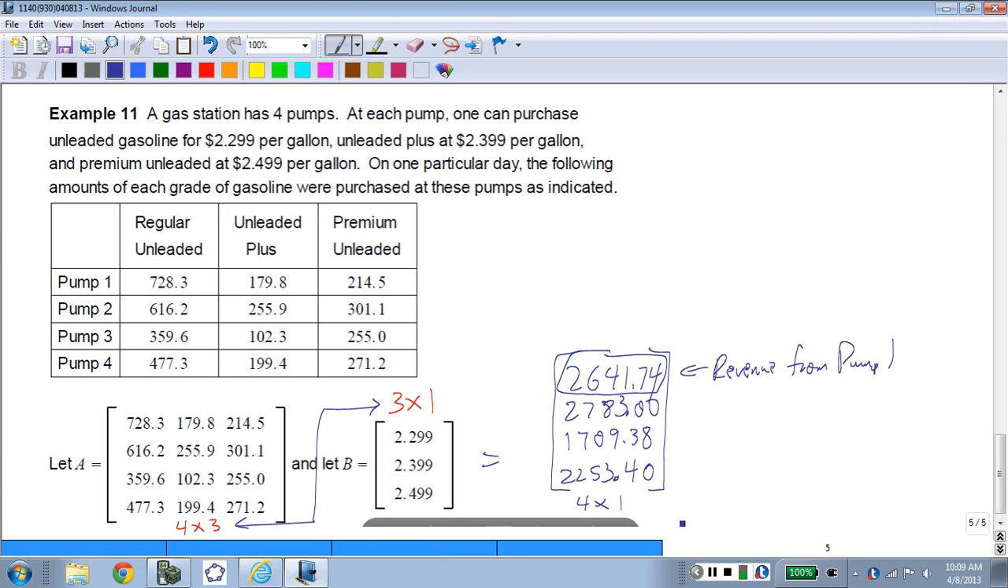And go down the column. Total amount of revenue generated from pump 2. Total amount of revenue generated from pump 3. I don't know what's wrong with pump 3. Maybe it's out of the way or something. And then the total amount of revenue generated from pump 4.